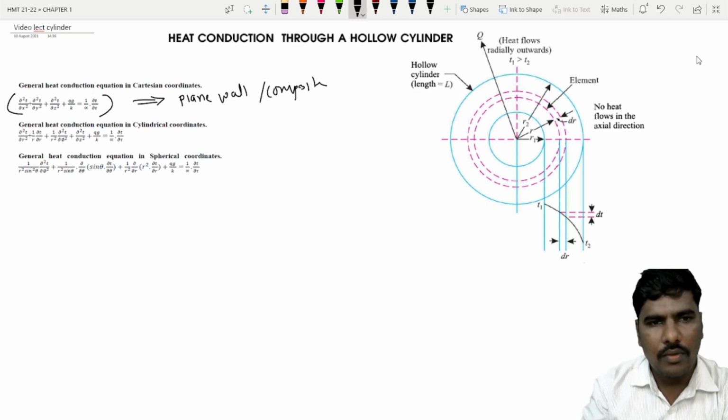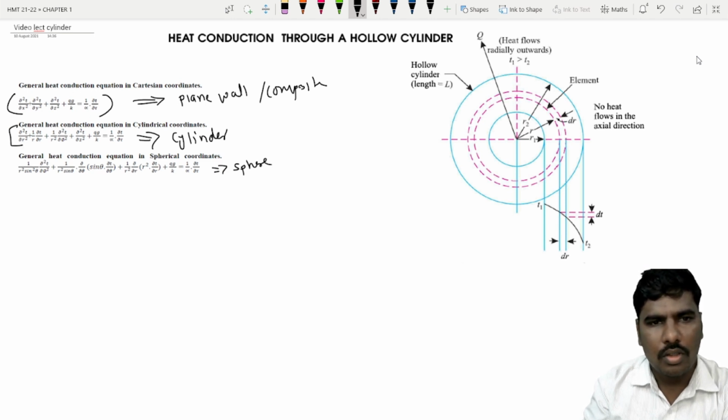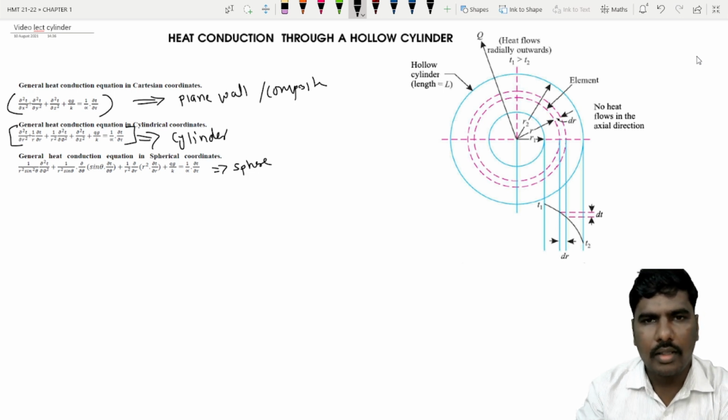Similarly, there is an equation for the cylinder. This is the final equation for the cylinder, the general heat conduction equation in cylindrical coordinates, and this other equation is for a sphere. Now, by using the cylinder equation, we will derive the heat conduction through a hollow cylinder and then through the composite cylinder.